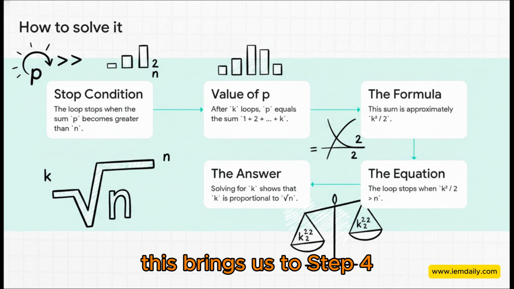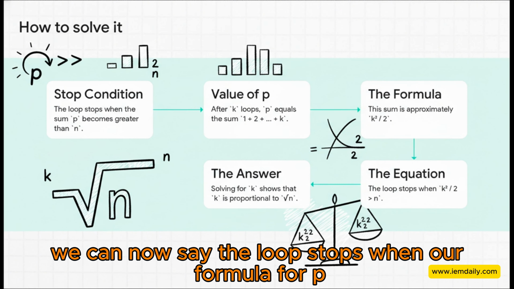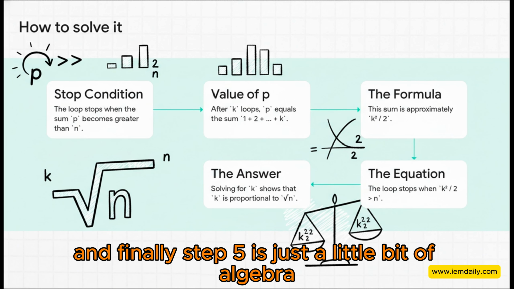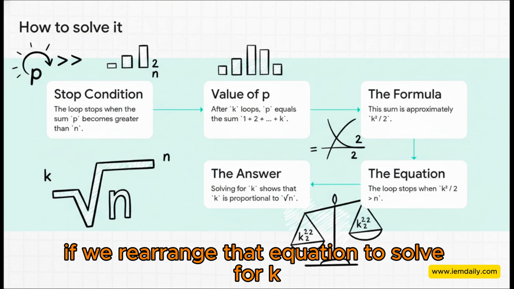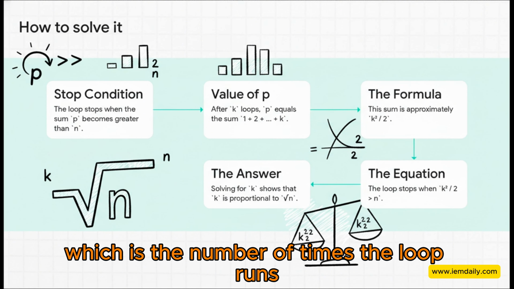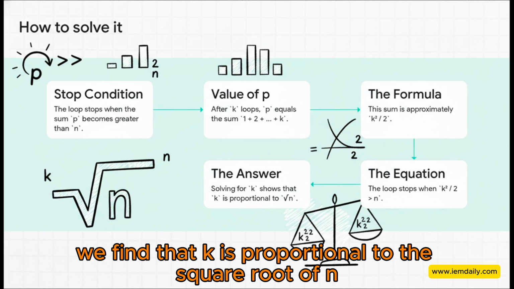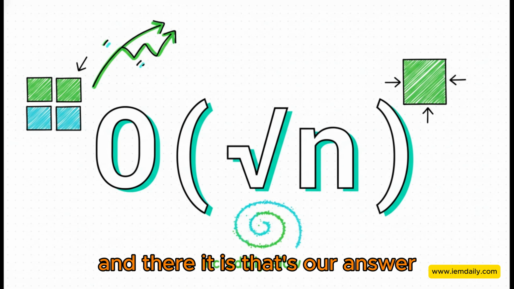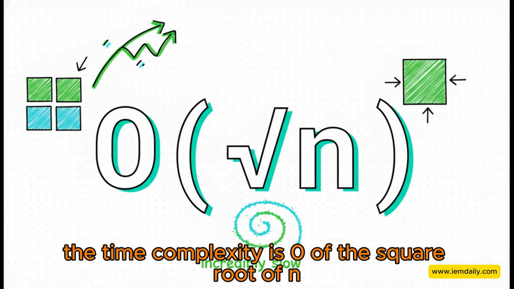This brings us to step 4, where we can build a little equation. We can now say the loop stops when our formula for p, which is k squared over 2, is finally greater than n. And finally, step 5 is just a little bit of algebra. If we rearrange that equation to solve for k, which is the number of times the loop runs, we find that k is proportional to the square root of n. And there it is. That's our answer. The time complexity is O of the square root of n.